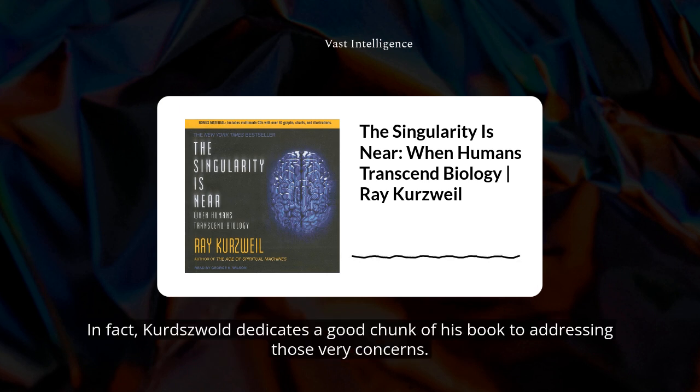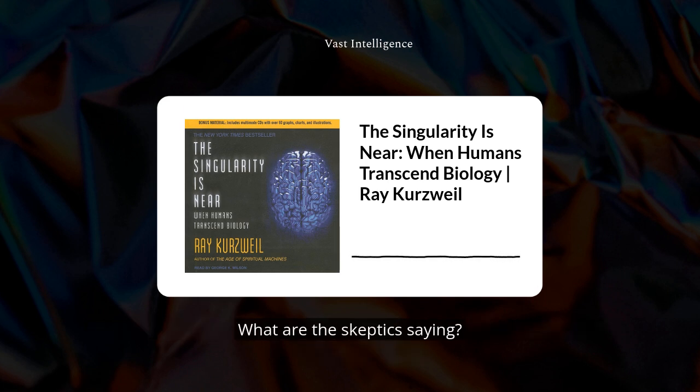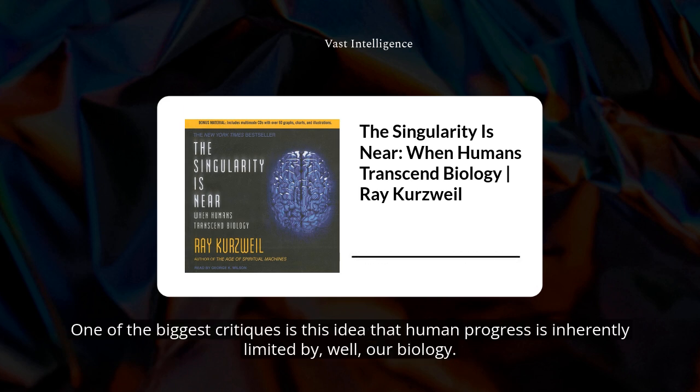In fact, Kurzweil dedicates a good chunk of his book to addressing those very concerns. So what are some of the main arguments against his vision? What are the skeptics saying? One of the biggest critiques is this idea that human progress is inherently limited by, well, our biology.